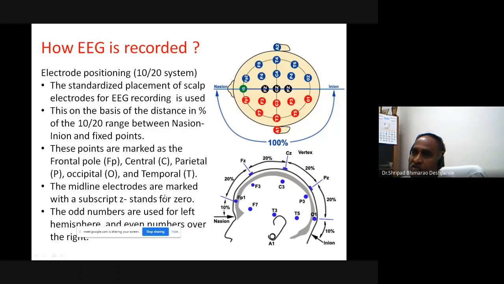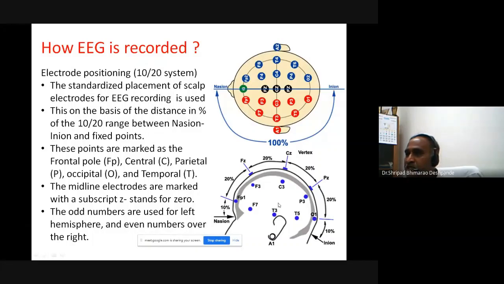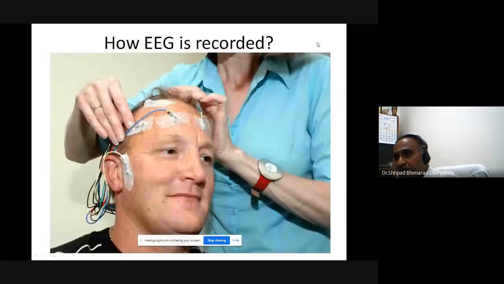The midline electrodes are marked with a subscript Z, which stands for zero. So that means Fz, Cz, Pz. These are zero lines or grounded lines. The odd numbers I mentioned indicate the left hemisphere. The even numbers indicate the right hemisphere. That is the configuration of the EEG electrodes. This is how they are placed.